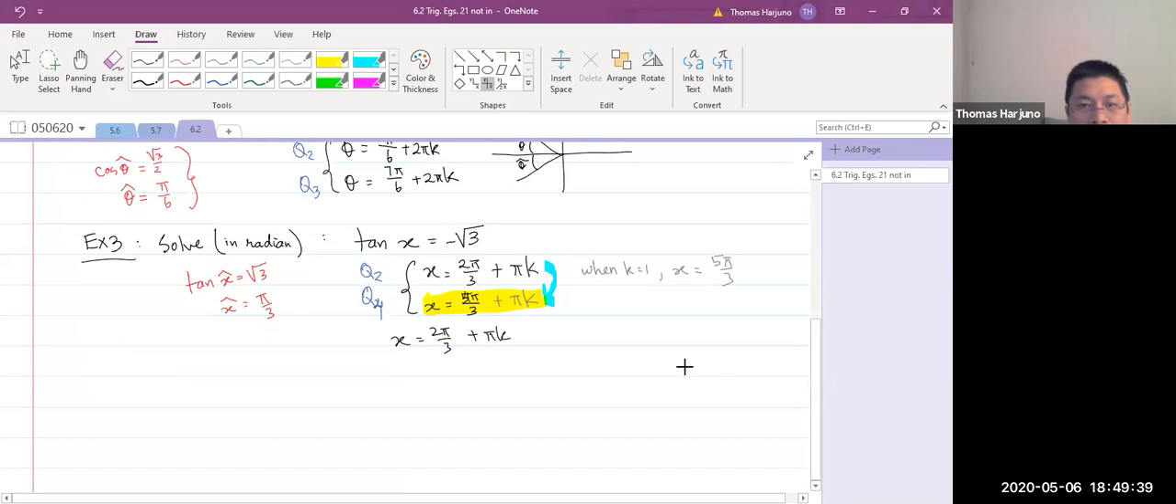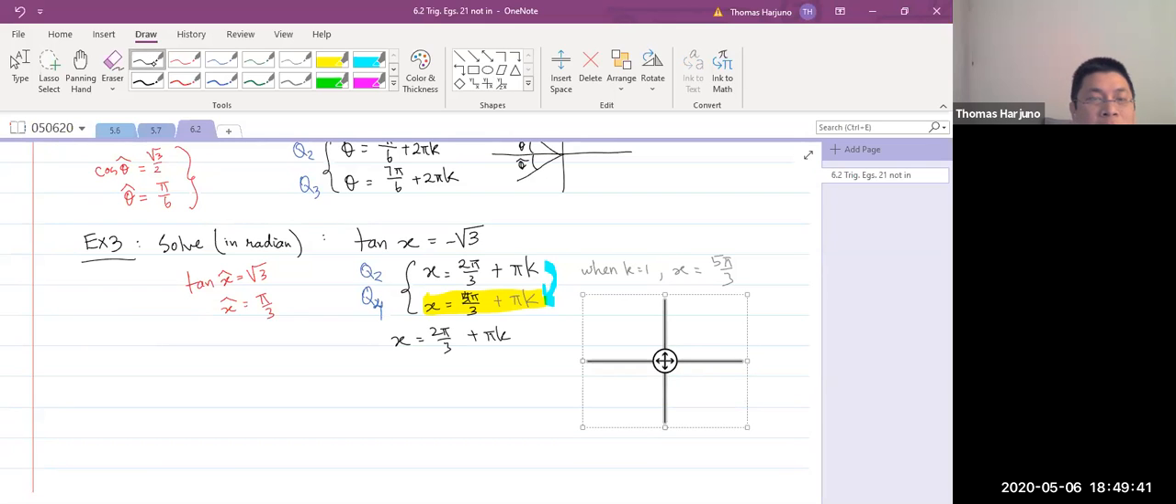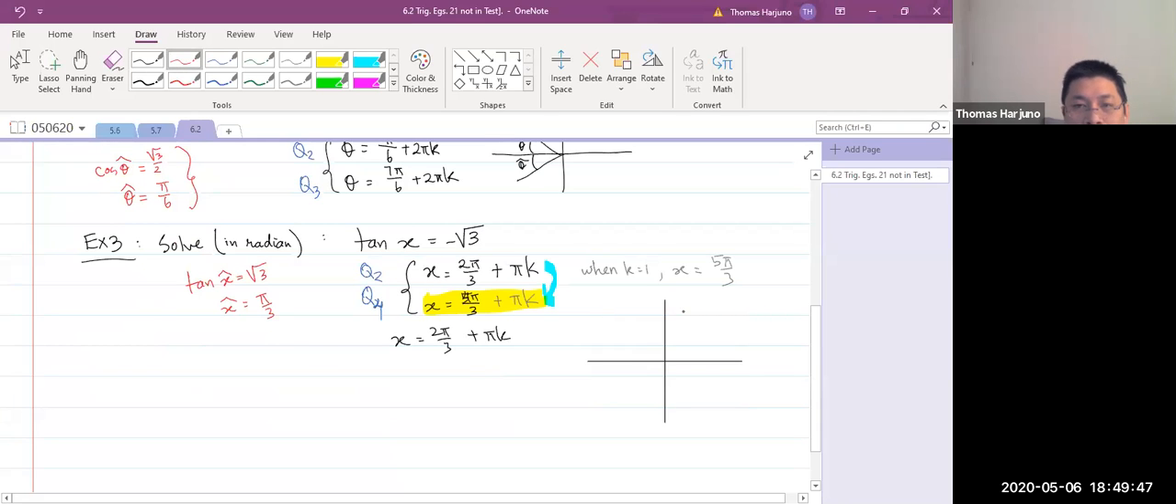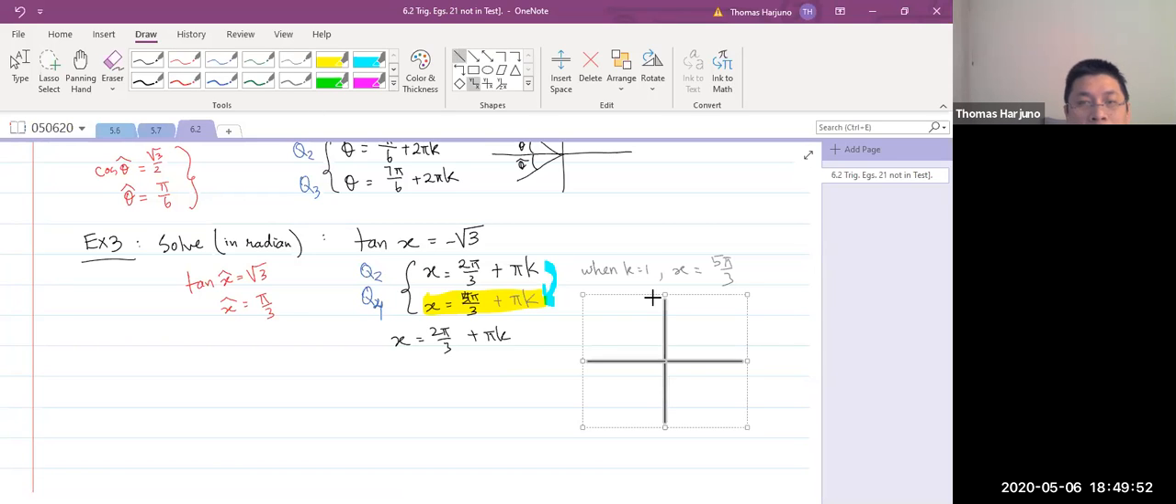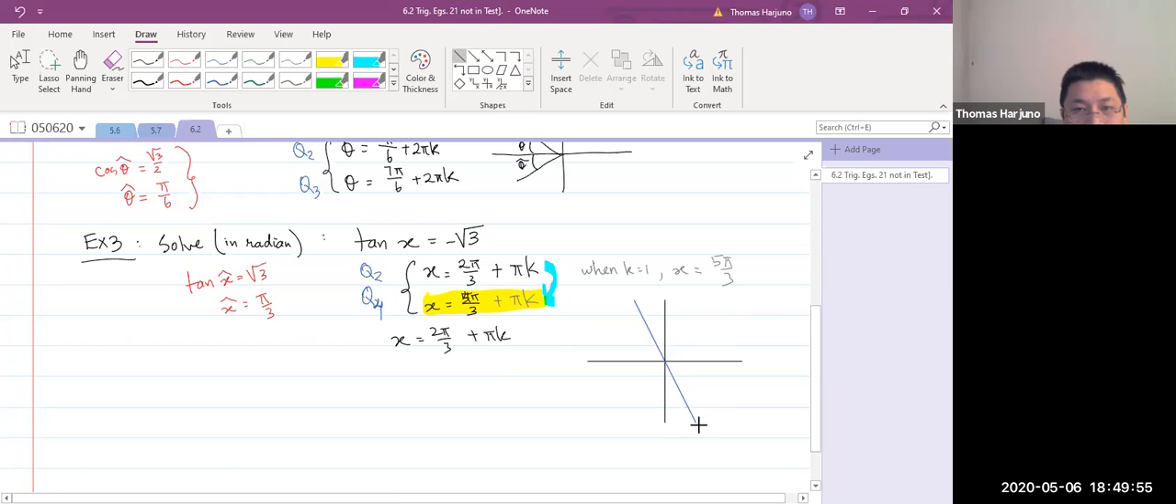If we think about this further, notice that tangent is not only an odd function, but it also has the following feature. As long as the angle is off by pi, then the tangent here, let's call this alpha, and the tangent here, let's call that beta, will be the same.